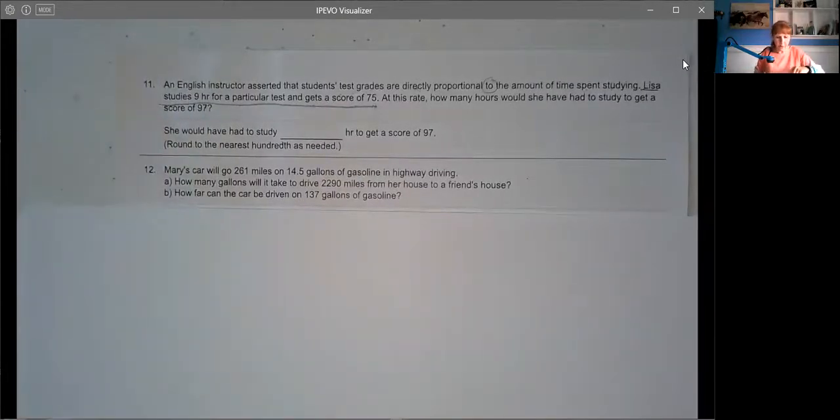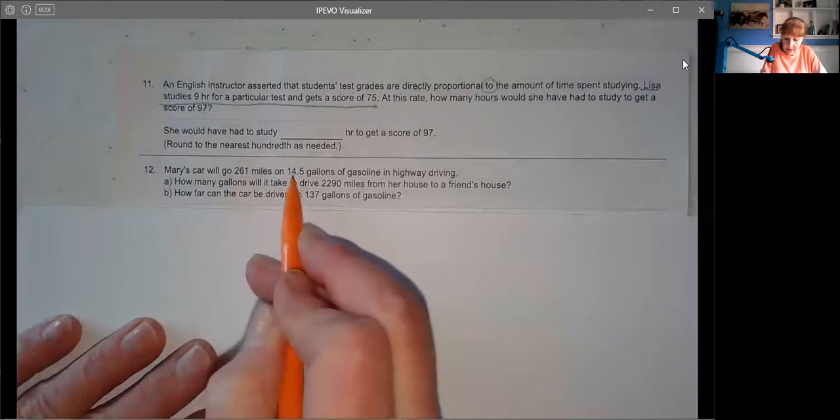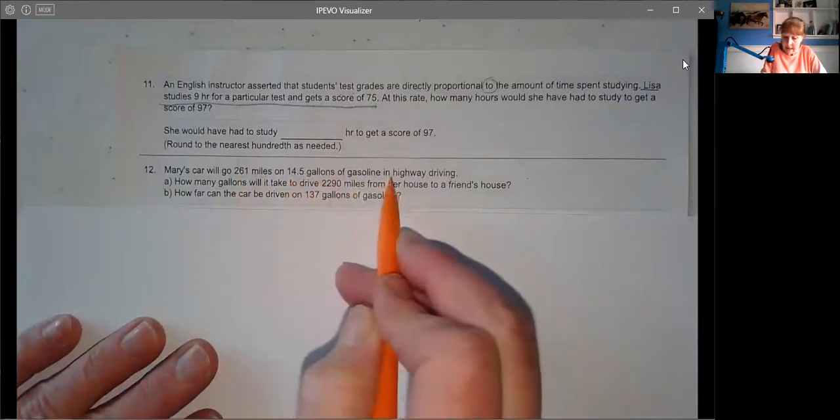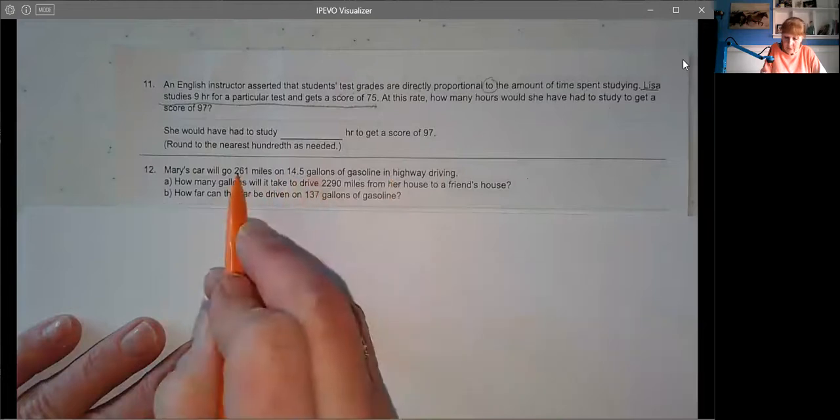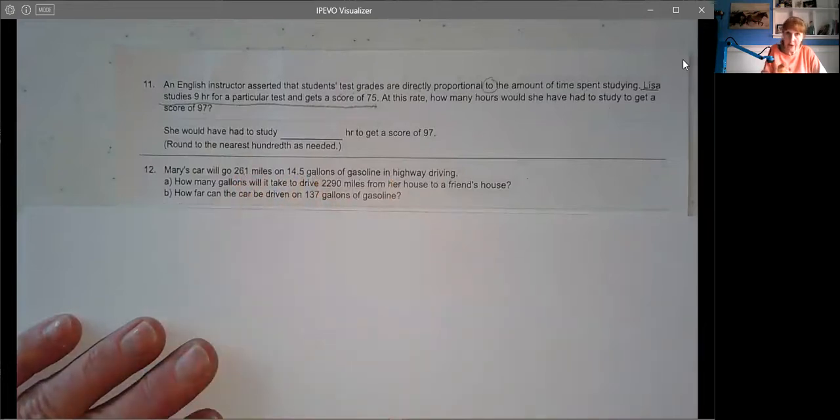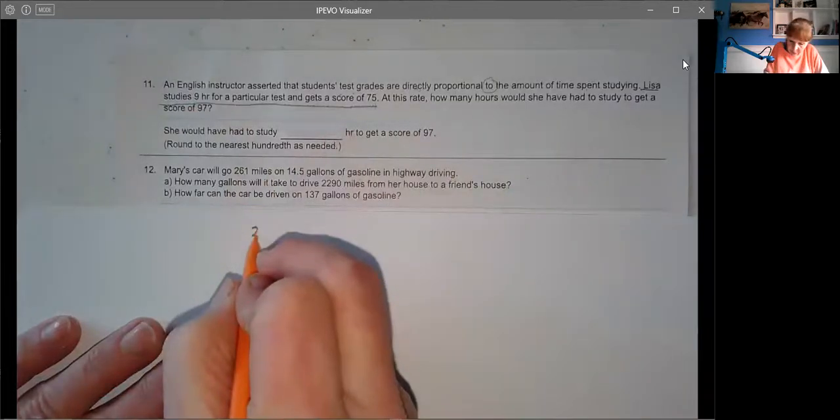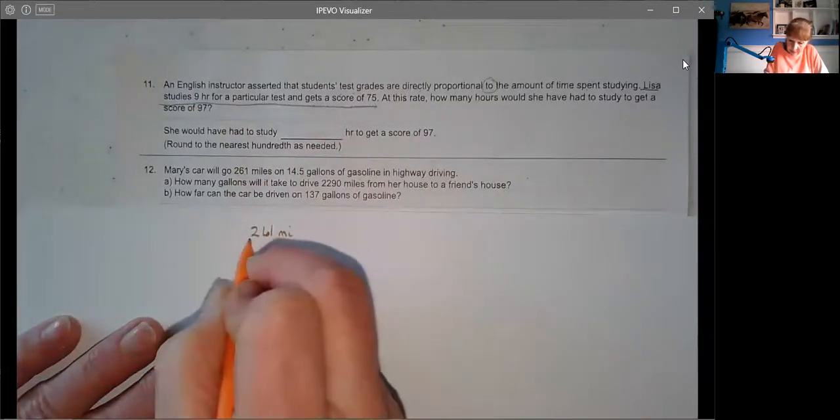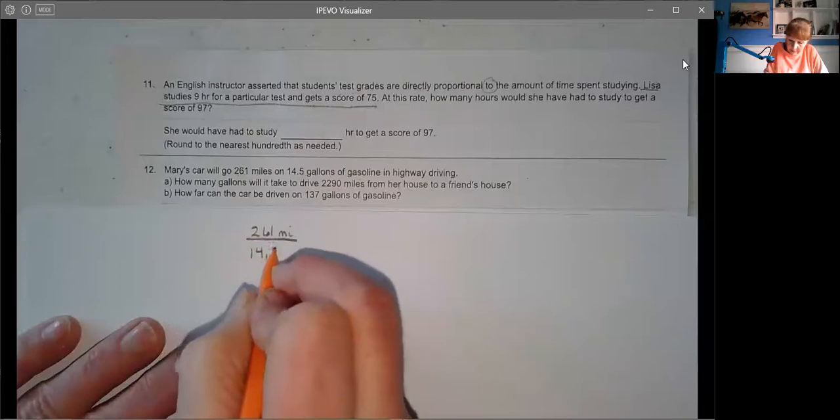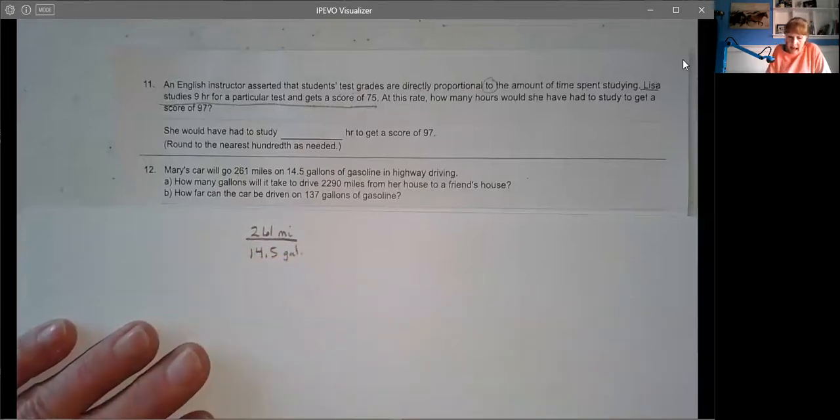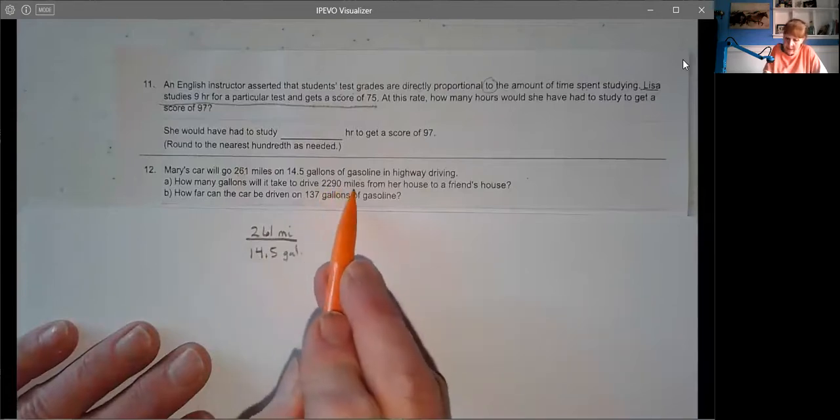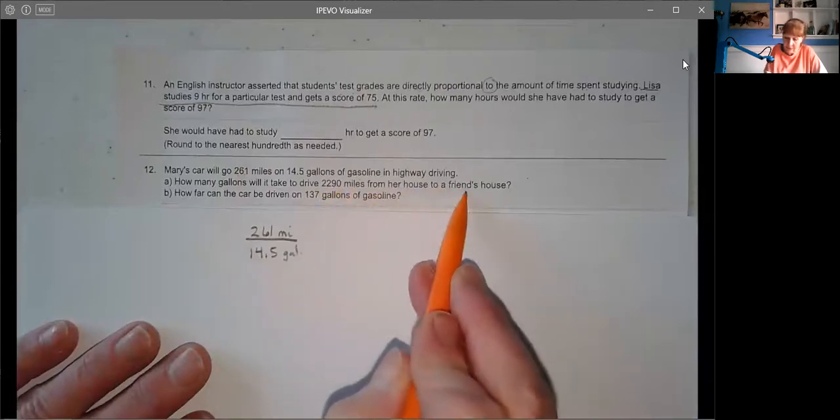All right, Mary's car will go 261 miles on 14.5 gallons of gasoline in highway driving. So here, they've related the two together. They've related miles to the gallons. There's your first ratio. Those two go together, just like the 9 hours went with the score. So we've got 261 miles over 14.5 gallons. How many gallons will it take to drive 2,290 miles from her house to a friend's house?